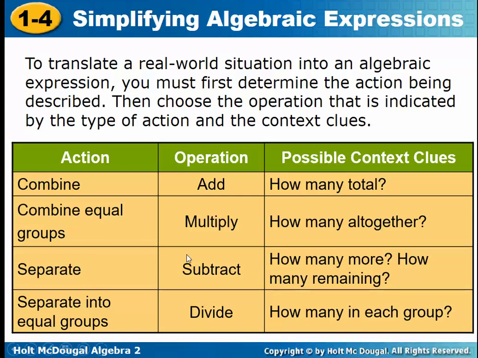Alright, so here are some different things that are happening and what we would do if those things were happening. If we have to combine something, we probably mean to add. And if you're reading a problem, it probably is going to say something like how many total or how many are there. If we have to combine equal groups, that generally means to multiply. If we have to separate something, that means to subtract. And if we have to separate into equal number of groups or equal parts, then that usually means divide. So those are just some keywords to look for.